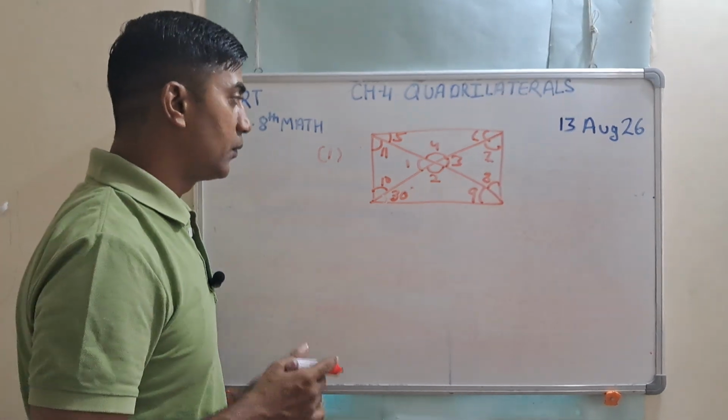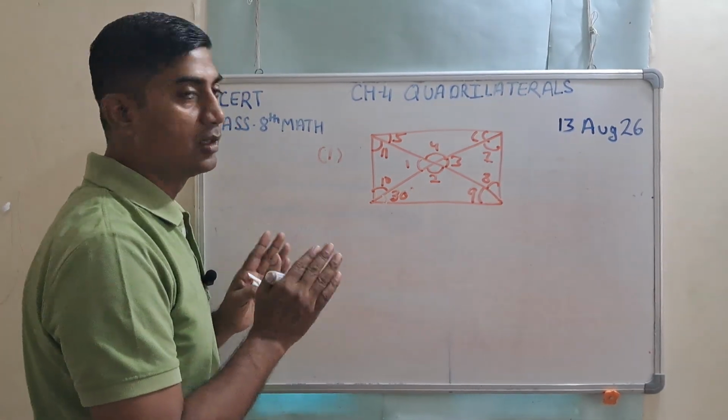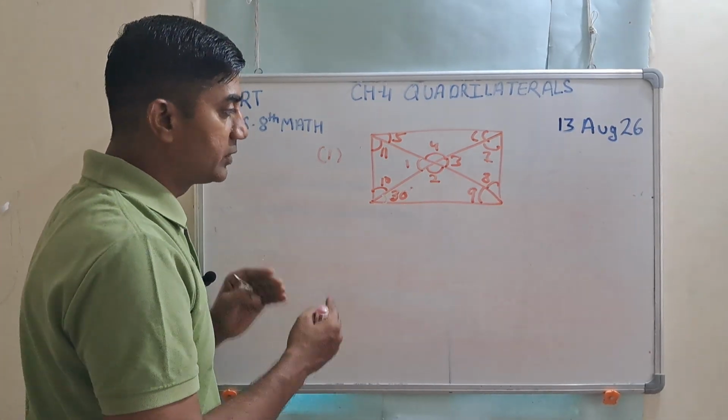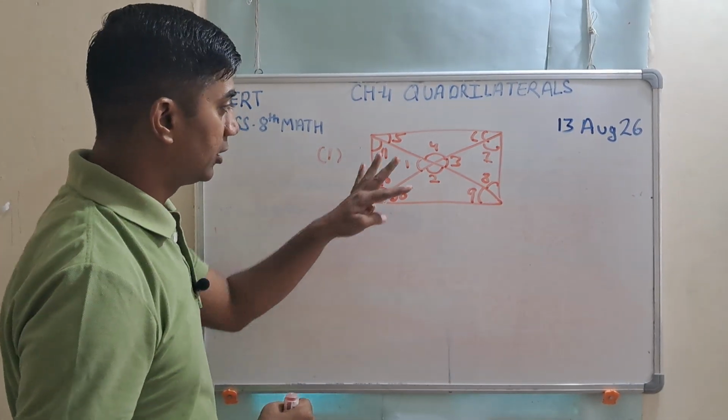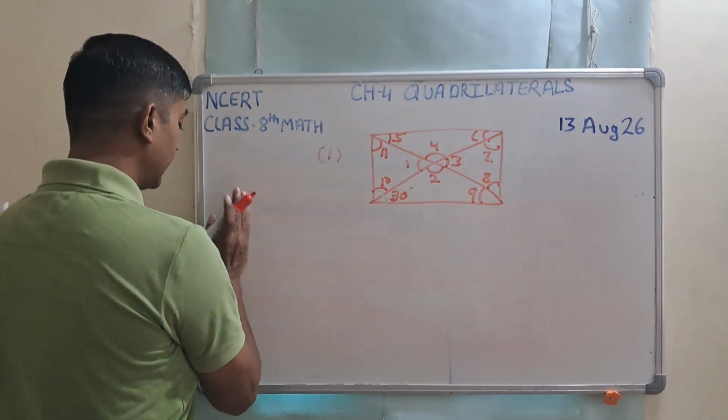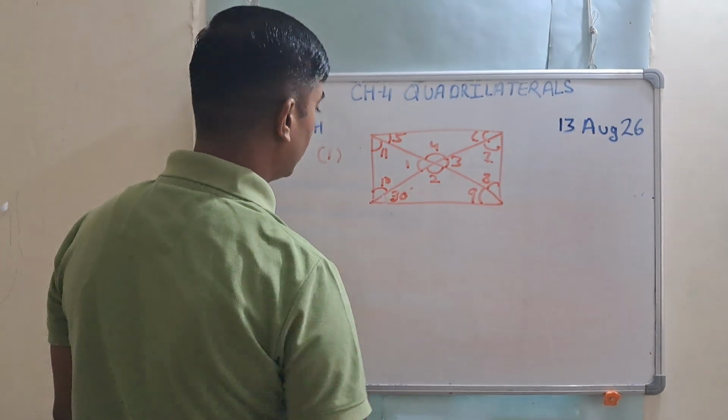Understood? Till now what we have studied about the rectangle, we will apply all the information and knowledge which we have gained, and we will find out all these angles. Understood? And this is actually an easy one. We'll see.